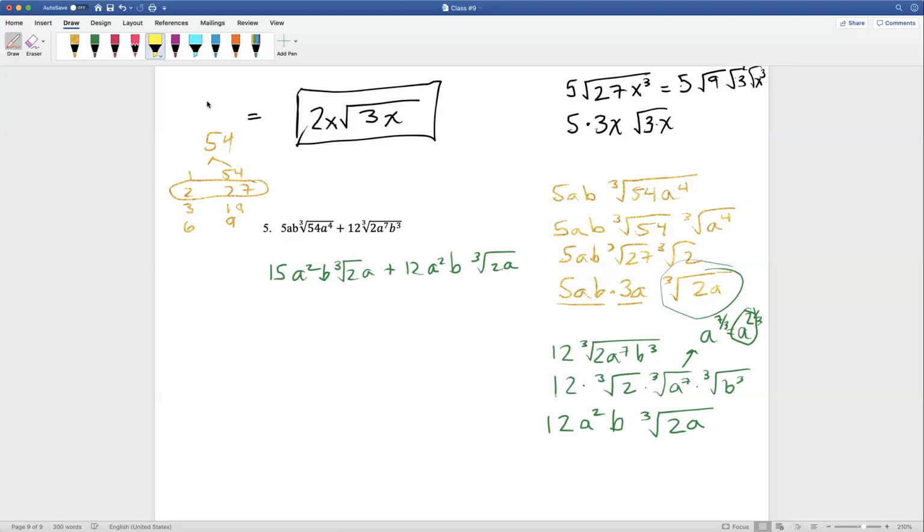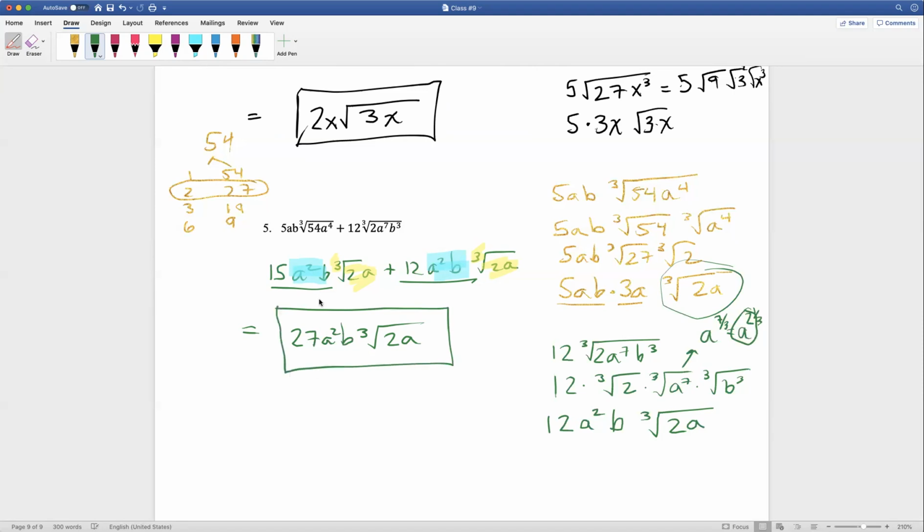Okay, what do you think? Let's see what we have here. Well, we have 2a, we have cube root. So it looks like we'll be able to combine them, but again, notice we're left with polynomial terms on the outside. We have to make sure they're like terms too. We have a squared b, we have a squared b, so they are like, we can combine them. So what that means is we're going to be left with the cube root of 2a, and 5a squared b plus 12a squared b is the same thing as saying 27a squared b. So the answer to this guy simplified completely is 27a squared b times the cube root of 2a.